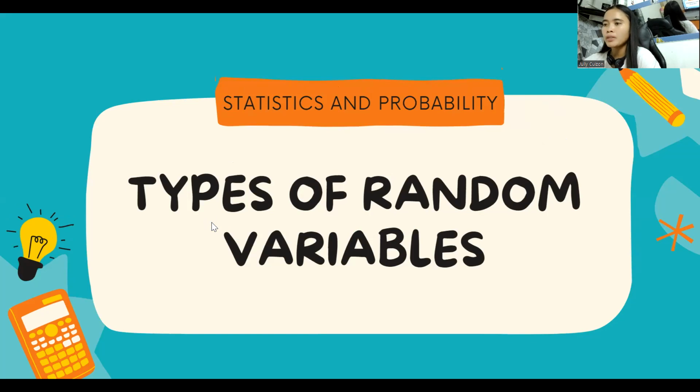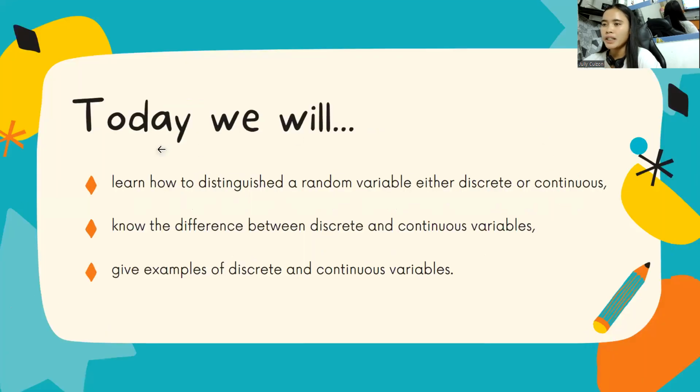So now we'll be talking about types of random variables. This is actually just a very short lesson. Without further ado, let's start. Today, we will learn how to distinguish a random variable as either discrete or continuous, know the difference between discrete and continuous variables, and give examples of discrete and continuous variables.